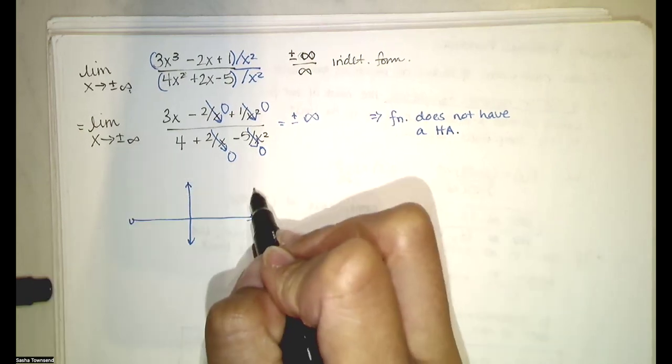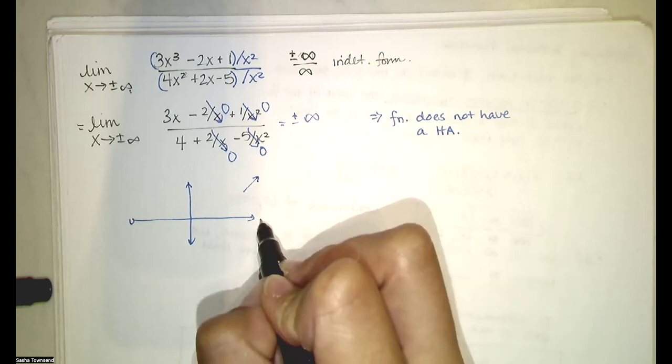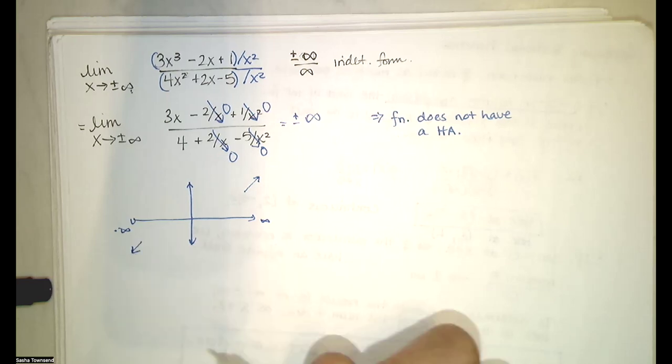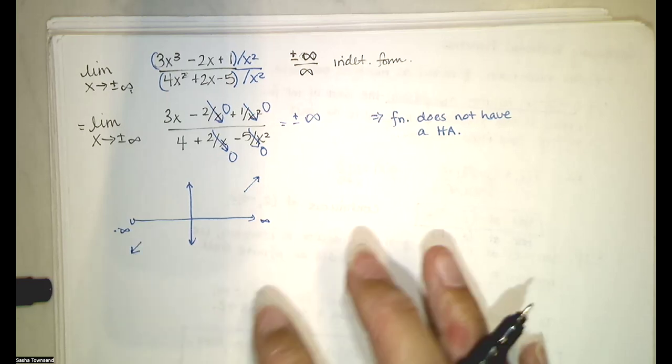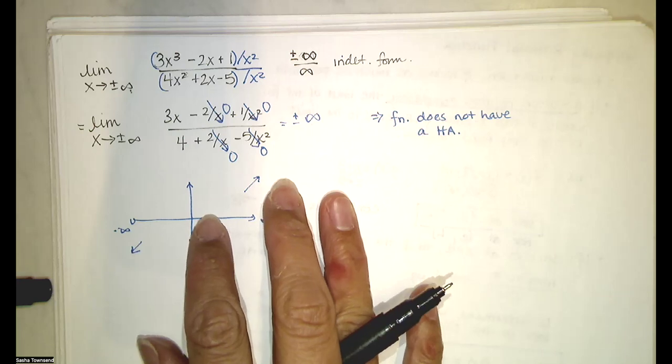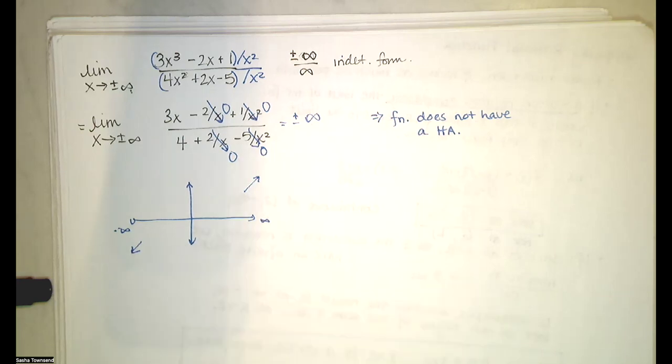But we do know that as we look at the graph as x goes to the far right, as x goes to positive infinity, the y values are going to go to positive infinity. And as x goes to negative infinity, the y values are going to go to negative infinity. So we can talk about what's called the end behavior of that rational function. Let's look at some of these functions on Desmos.com to verify our calculations.